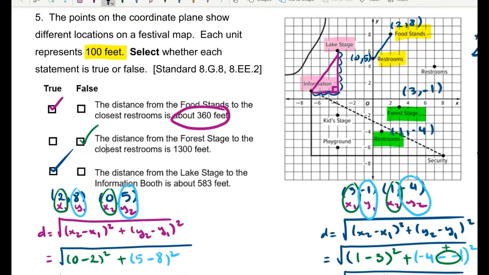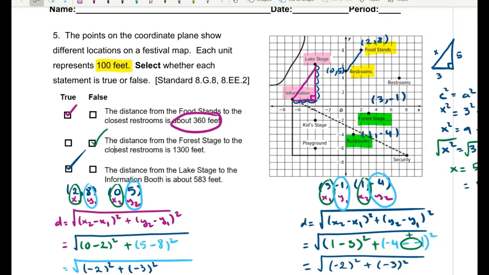Again, for this problem you can use either the distance formula or the Pythagorean theorem.